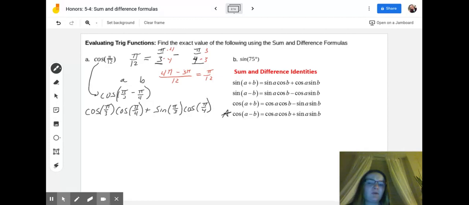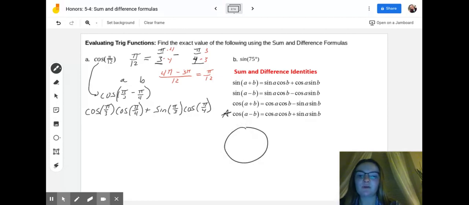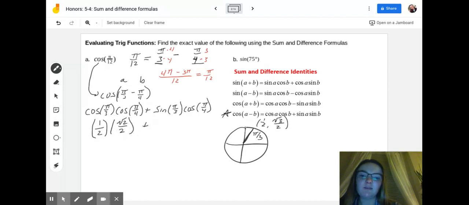You can see that we don't even need a calculator to evaluate this because we have our unit circle. I want to know the cosine of pi over 3. Sorry, pi over 3's ordered pair is 1/2, comma, radical 3 over 2. Cosine of pi over 3 is 1/2, so we get 1/2. Cosine of pi over 4 is radical 2 over 2. Plus sine of pi over 3, that's radical 3 over 2, times sine of pi over 4, which is radical 2 over 2.